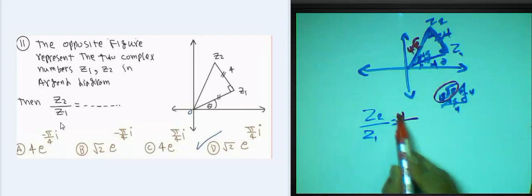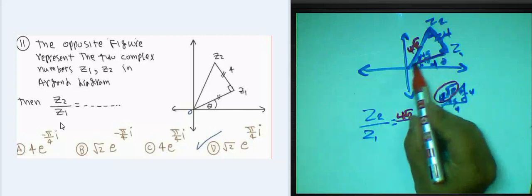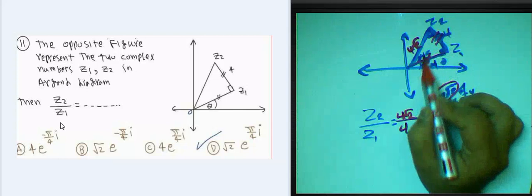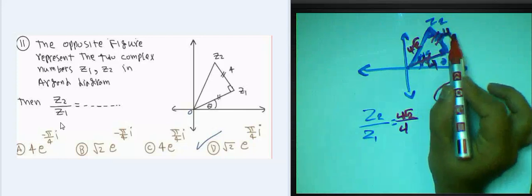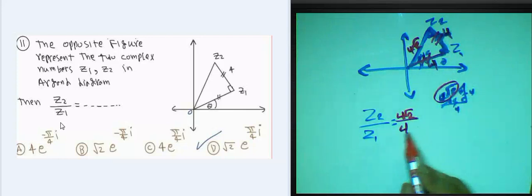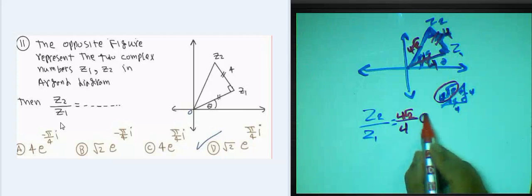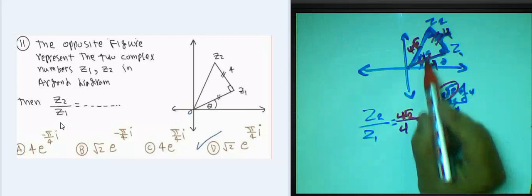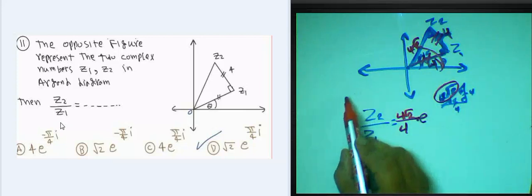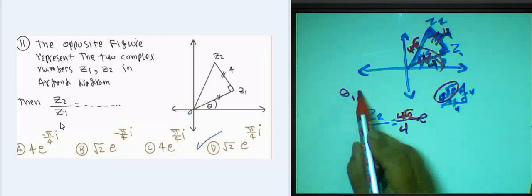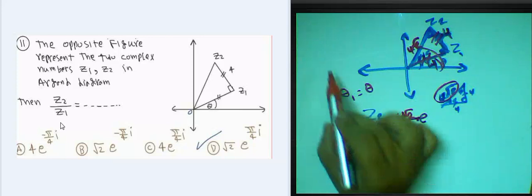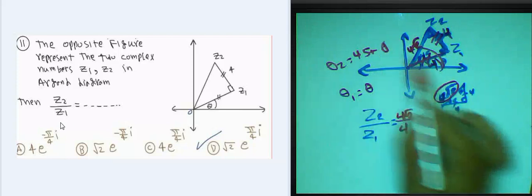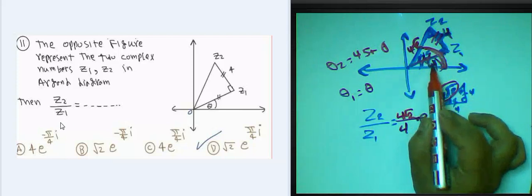You can write here 4 root 2 over the length of Z1, which equals 4, because we have an isosceles triangle with side length 4. So 4 root 2 over 4, and we multiply by e to the power of what? The difference between this angle and this angle. We know the angle of Z1 is theta, and the angle of Z2 equals 45 plus theta.